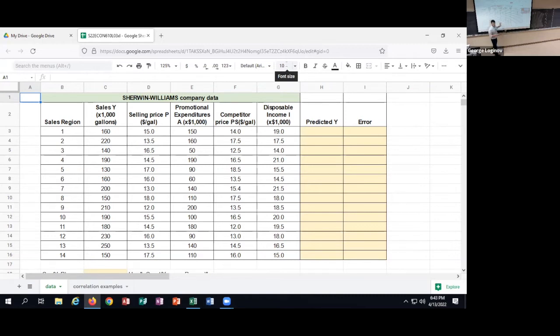Questions? Do you have questions? No, we're good? Okay. All right, so recall what we're trying to do here. We're trying to see whether there is a linear relationship between Y, our sales, and the price at which we're selling the product.